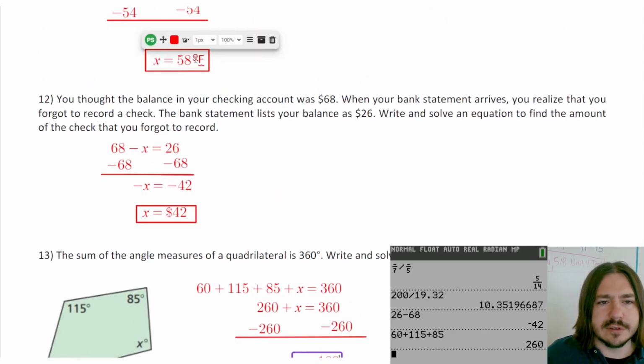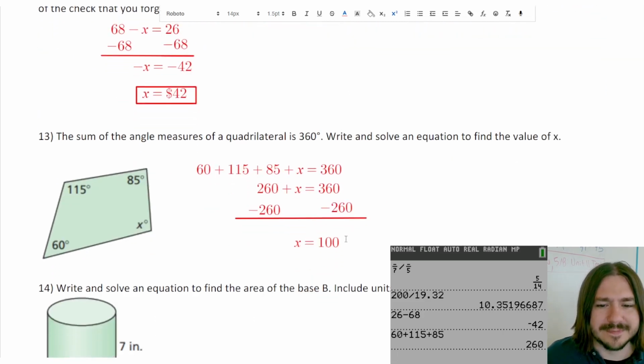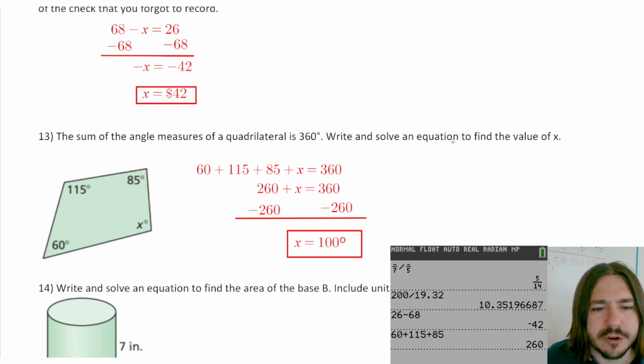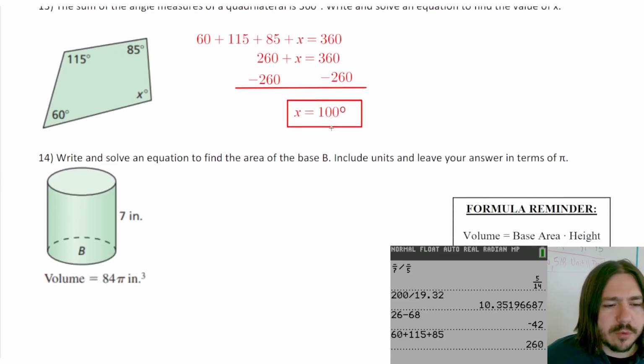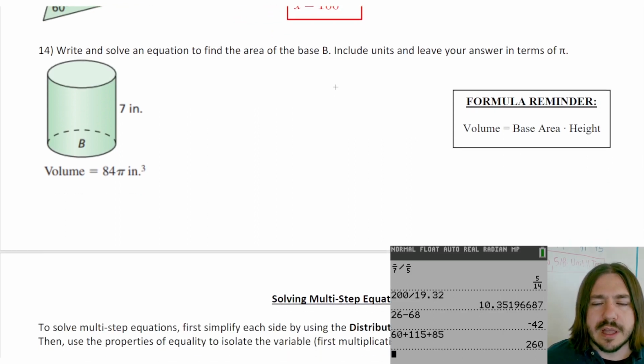Go ahead and steal this little degree symbol up here, if it'll let me. There we go. Okay, 100 degrees. Number 14 says write and solve an equation to find the area of base B. Include units and leave your answers in terms of pi.